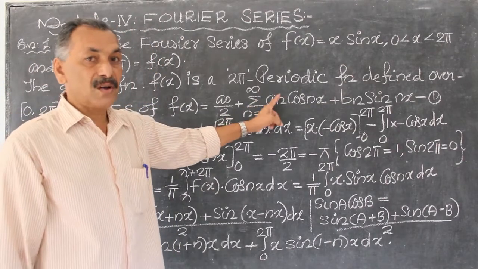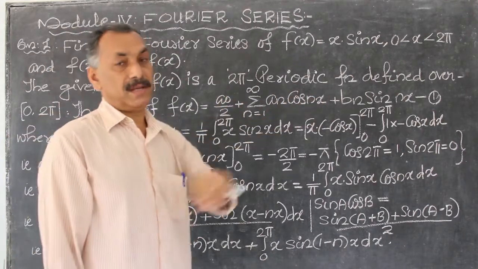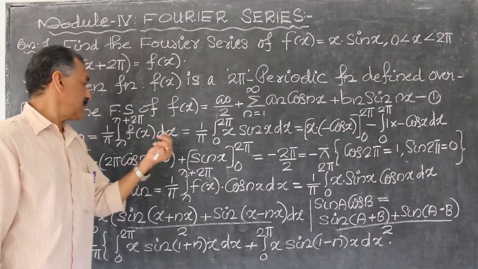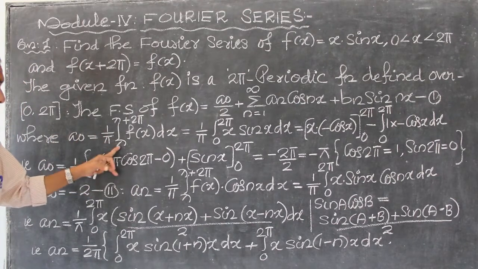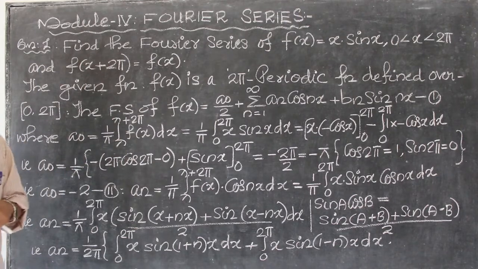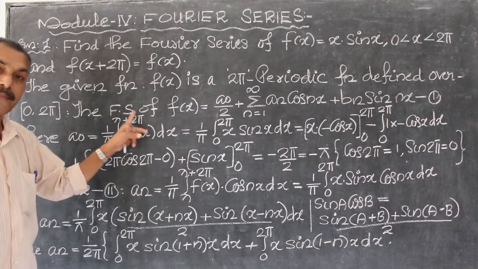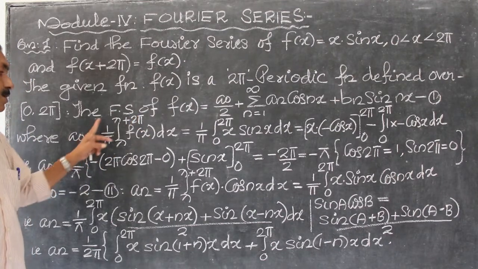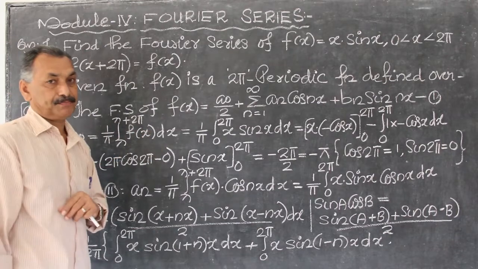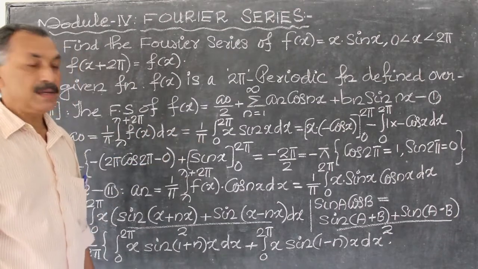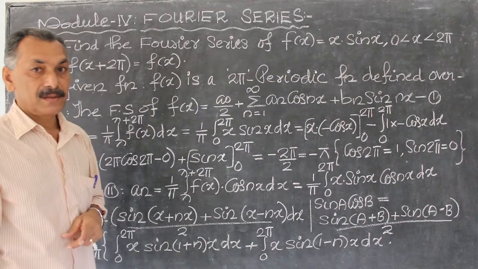Then which are the Fourier coefficients, a0, an and bn? The Fourier coefficient a0 is equal to 1 by pi integral lambda to lambda plus 2 pi, if the function is defined over the interval lambda to lambda plus 2 pi, that is a0 is equal to 1 by pi integral lambda to lambda plus 2 pi f of x dx. What is here? The function is defined in the interval 0 to 2 pi. Lambda means 0.